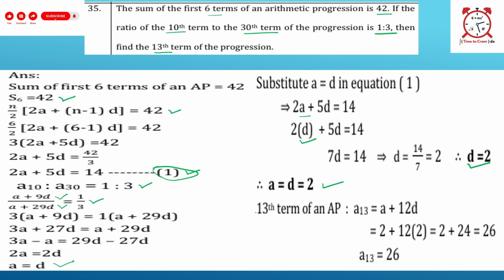So now our required question is to find the 13th term of the AP. The 13th term formula we know is a plus 12d. The value of a is 2 and the value of d is 2. So after keeping that, we will get a13 equal to 26. So in that way, the answer is a13 equal to 26.